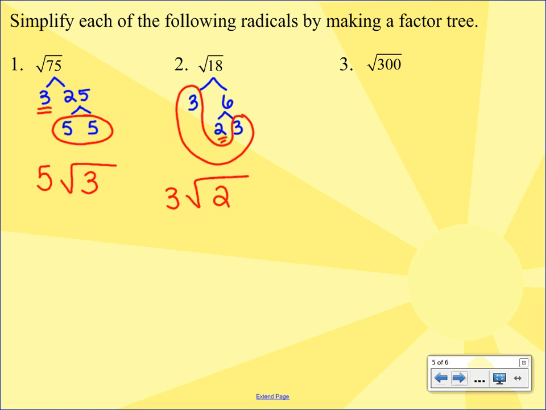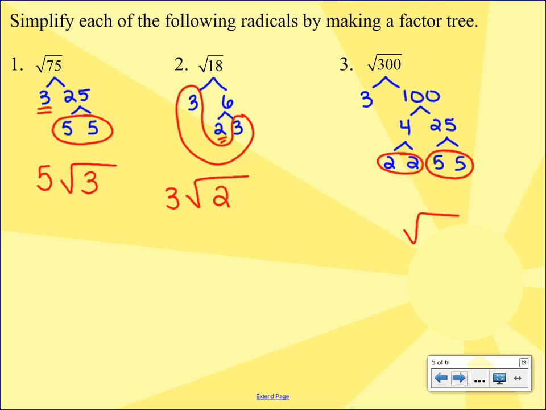All right, looking at number 3. 300, we could use 3 and 100. 100 could get broken down into 4 and 25. And then 4 could get broken down into 2 and 2. 25 could get broken down into 5 and 5. So we have some pairs here. We have a pair of 2s and a pair of 5s. So now when we do our radical, we're going to take out a 2. We're also going to take out a 5.